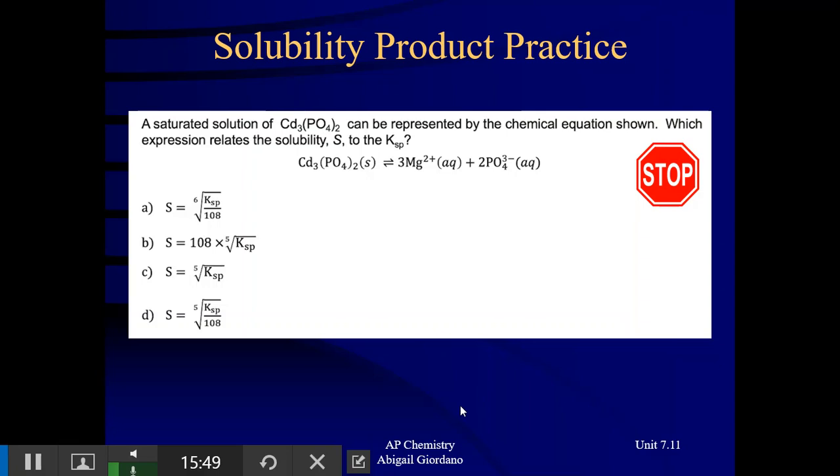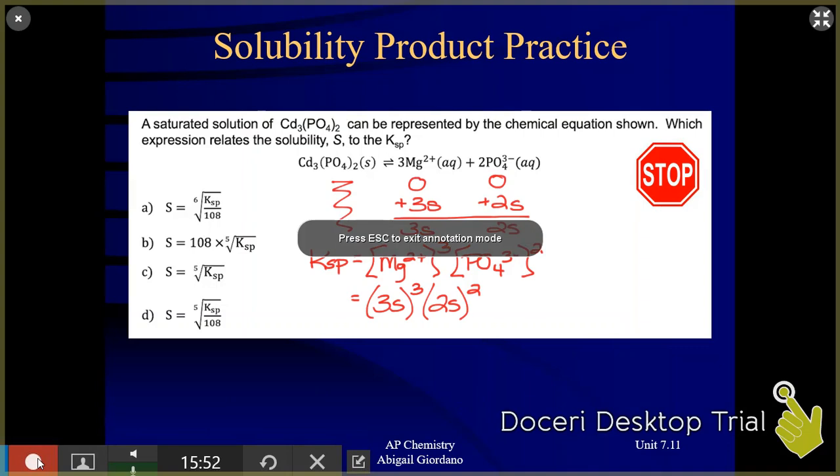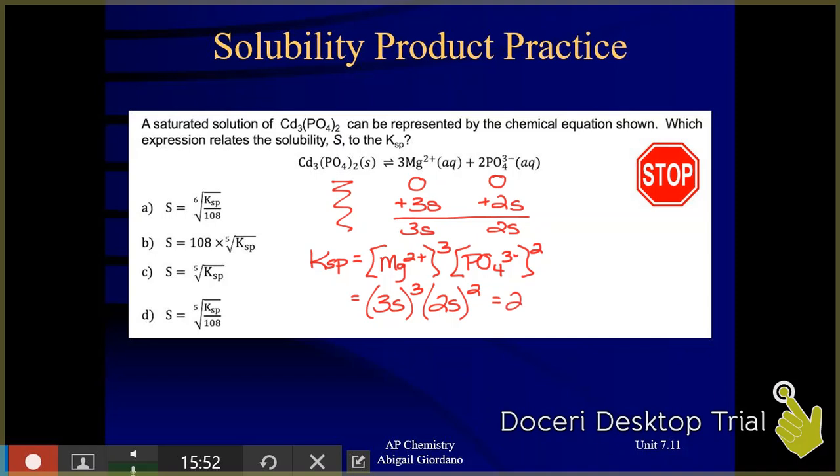All right, well, here's an example. I want you to pause your video and try it. All right, so I'm hoping that you set up an ice table for yourself, which I did. And I wrote out my KSP expression and I substituted in 3S and 2S, okay? Now be careful, I know this seems silly, but a lot of students get 3 cubed incorrect. 3 raised to the third power is not 9, okay? It's 27.